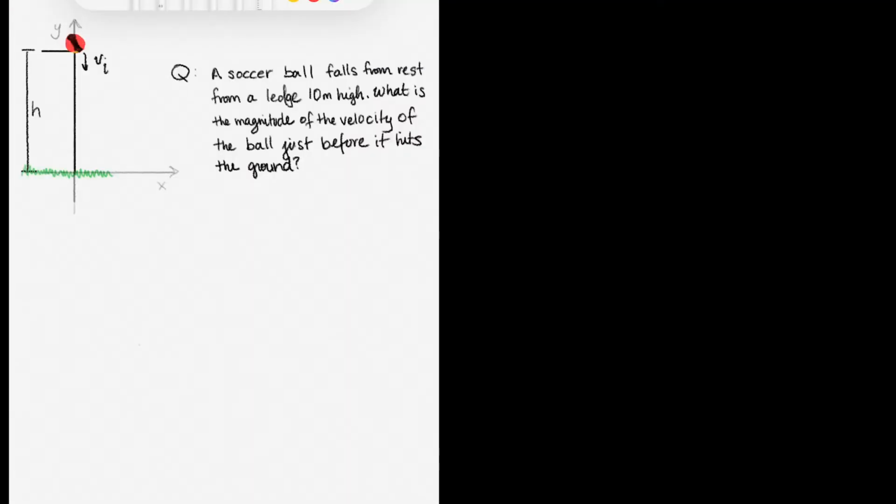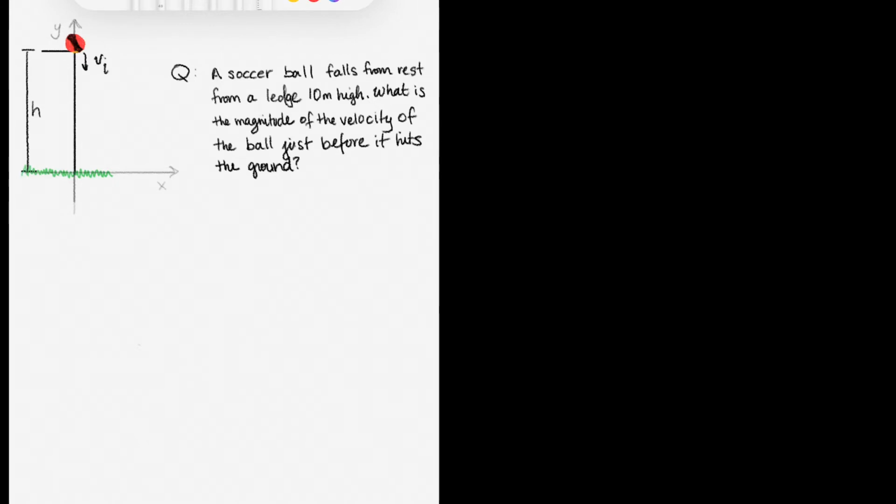We have here a word problem typical from a physics book that describes pretty much what we saw in the last video, that a soccer ball falls from rest. This time it's from a ledge 10 meters high instead of a balcony. And we're asked, what is the magnitude of the velocity of the ball just before it hits the ground?